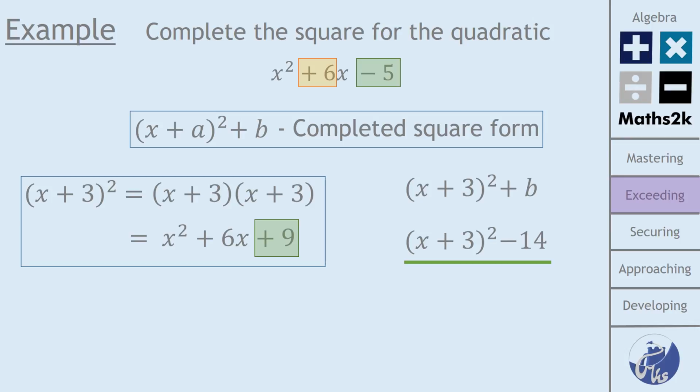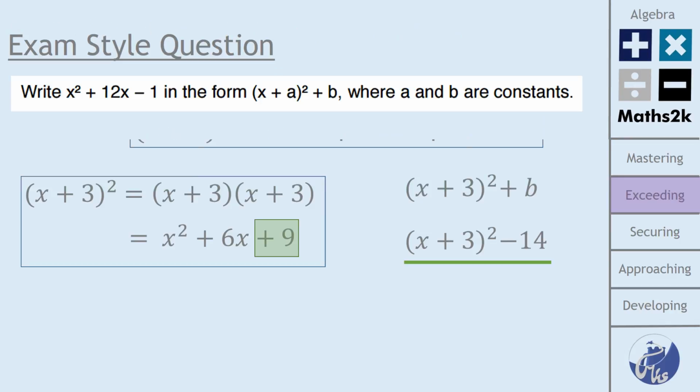Now there are other advantages to this when it comes to graphing quadratics as well, but the next thing we're going to look at is how we could actually use this in solving an equation. But before that, there is an exam style question that we're going to look at.